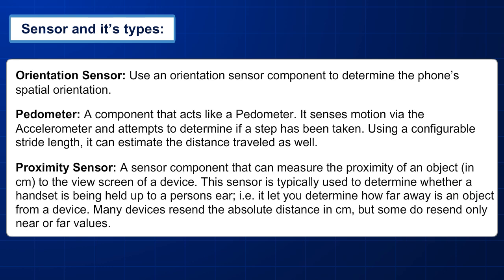Proximity sensor: a sensor component that can measure the proximity of an object in centimeters to the view screen of a device. This sensor is typically used to determine whether a handset is being held up to a person's ear. That is, it lets you determine how far away an object is from a device. Many devices return the absolute distance in centimeters, but some return only near or far values.